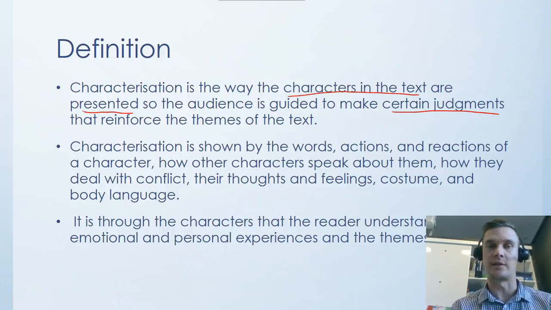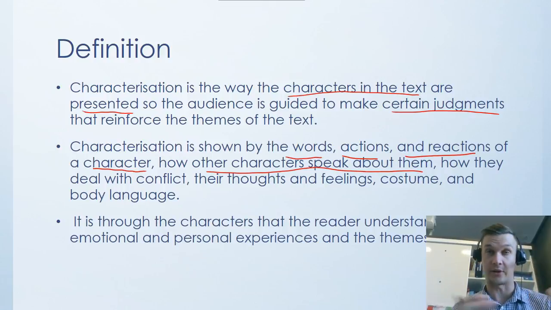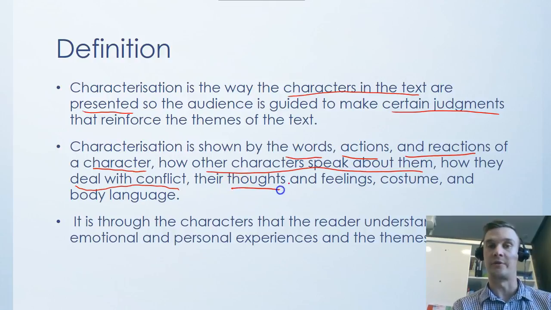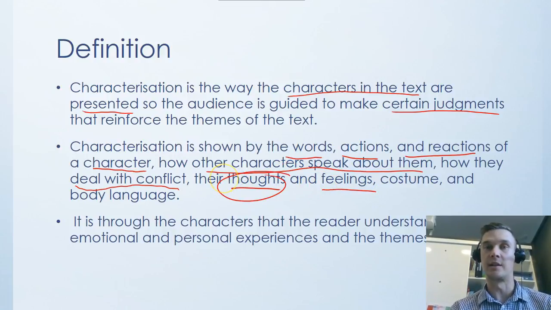The way that they do this is that characterization is shown by the words, the actions and reactions of a character, and how other characters speak about them. So it's not only the main character, it's also how other characters influence and work with them. They show characterization through how they deal with conflict. Are they brave? Are they scared? How do we get an idea about how they act with conflict? And also through their thoughts and feelings. You get that a lot, especially in narratives when they're using their own thoughts. We get an idea of their thoughts.